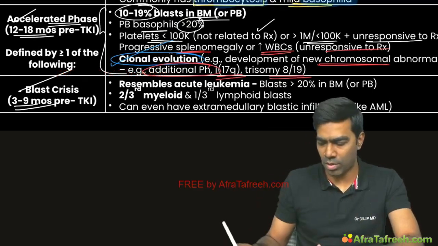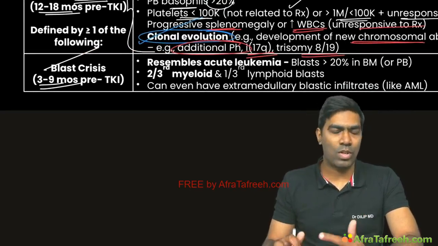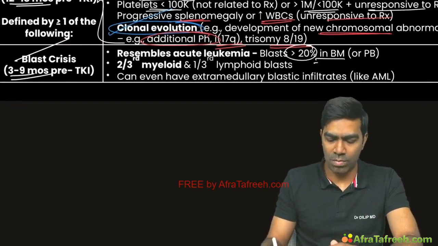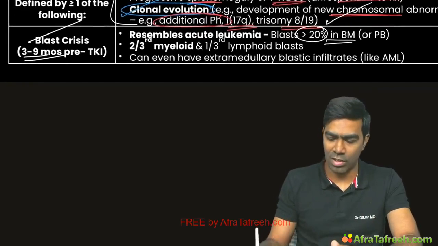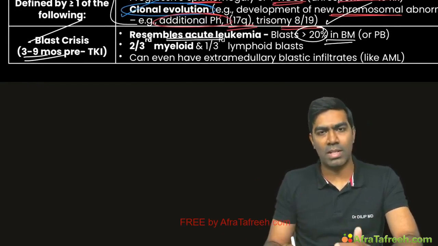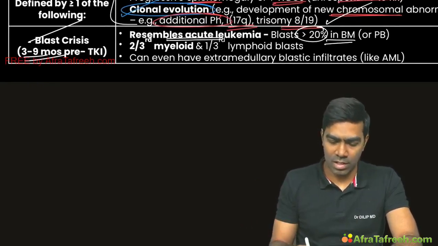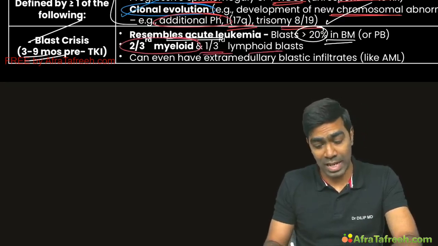5 points, very important for exams to make a diagnosis of accelerated phase. So when you call it a blast crisis, whenever the proportion of blasts in the bone marrow and in the peripheral blood exceeds 20%, obviously it's like an acute leukemia picture, and this is what we call blast crisis. Interestingly, only 2/3 of the patients will have myeloid blasts. 1/3 of the patients can actually have lymphoid blasts.